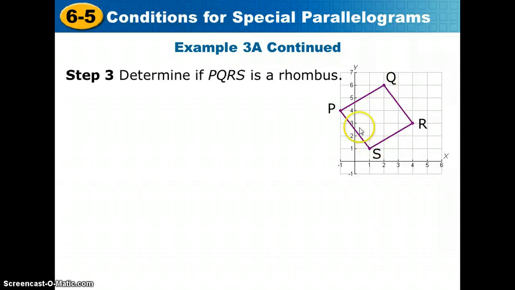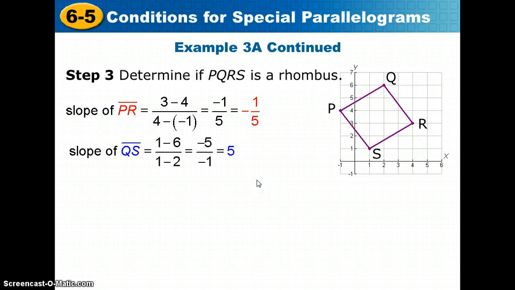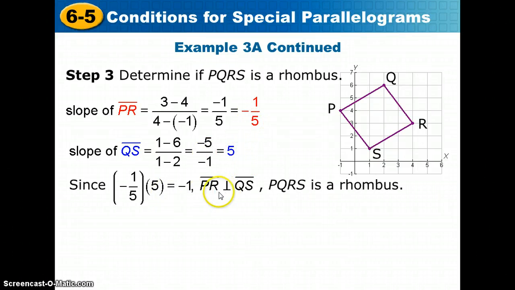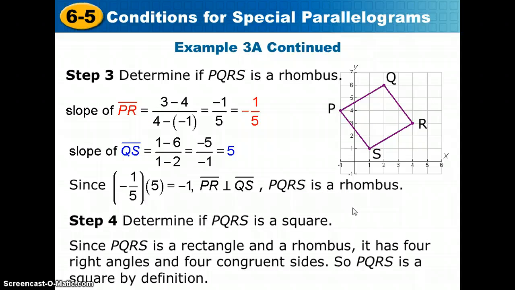So what I would like you to do first is find the slope of PR and the slope of QS using your slope formula. All right, we should get the slope of PR is negative 1/5, and the slope of QS is 5. These are opposite reciprocals, which means that if I multiply them, I get negative 1. That means PR is perpendicular to QS and PQRS is a rhombus. Since we've shown that PQRS is both a rectangle and a rhombus, we can say it's a square by definition.